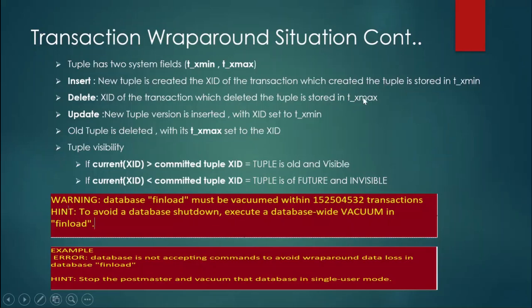Based on these two xmin and xmax values only, it will identify the multiple snapshots, whether the previous xmin or xmax value will still be visible or not visible. It will identify based on these transaction IDs. These are the two important system columns. We can even see the output of the transaction IDs of these two system columns.